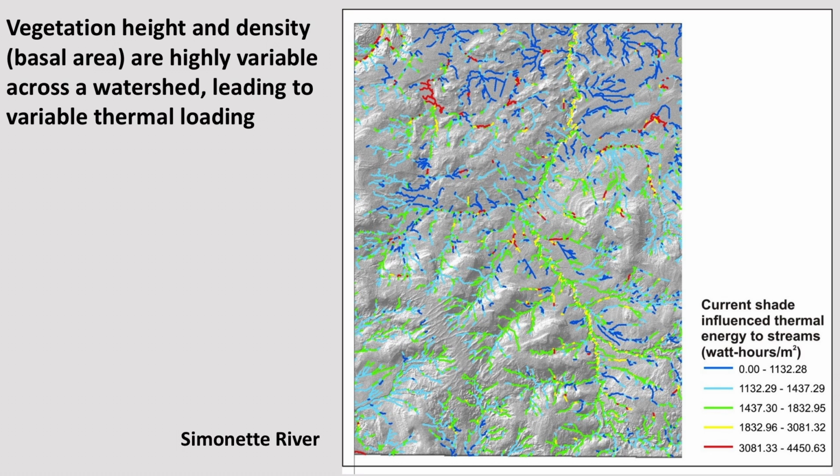So this is a map that has the shade component. It actually has the vegetation height and the basal area. And this is in watt hours per square meter, and the warmer color means there are channels getting more radiation than those that are the cooler colors.